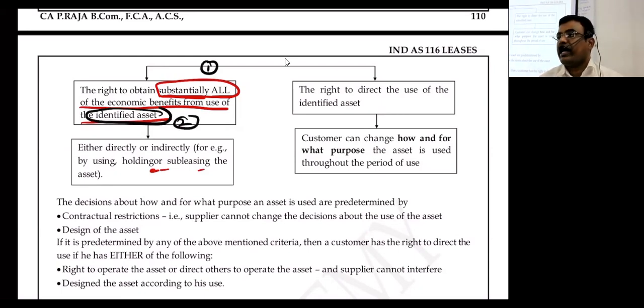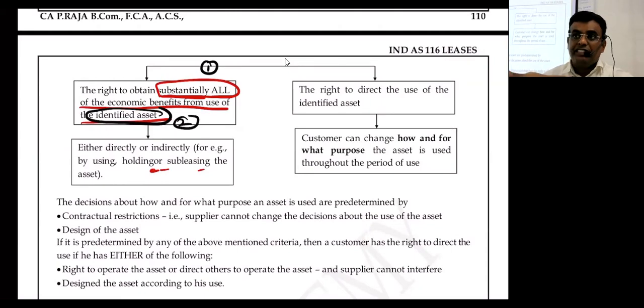Basically, say for example, I have a phone. The phone can be used for 5 years. I'm using that phone for 4 years. Am I using substantially all the economic benefit? Yes. That is called substantially all the economic benefit. Are you getting it with me? Not completely all the economic benefit, substantially all economic benefit. Yes or no?